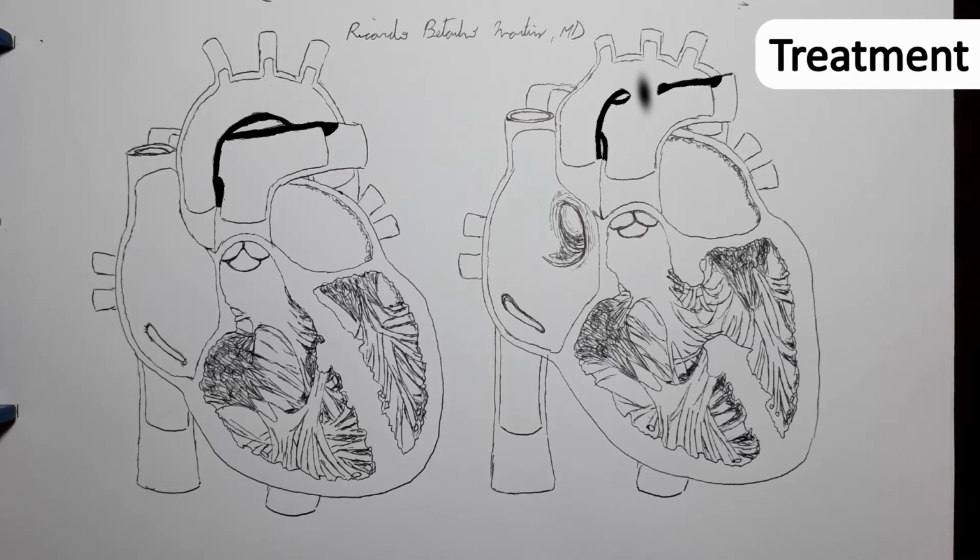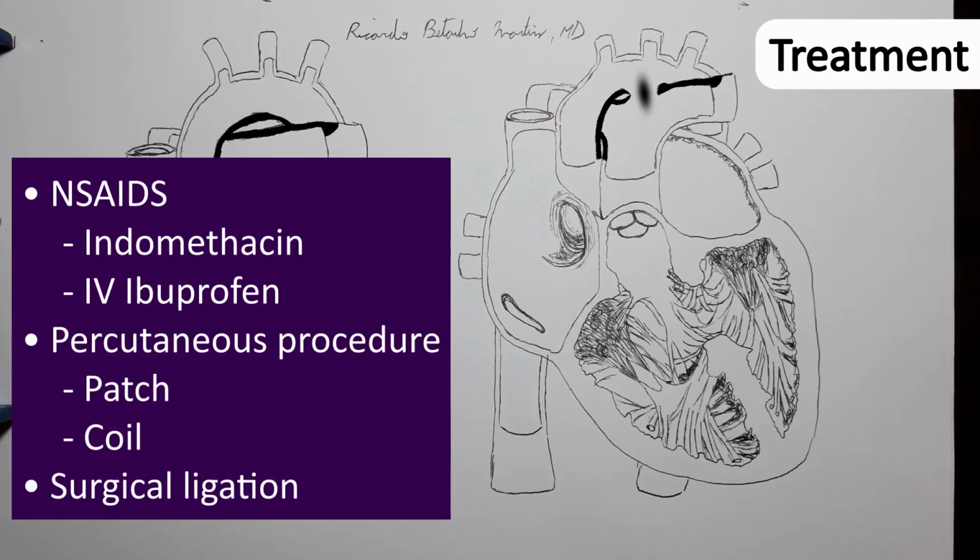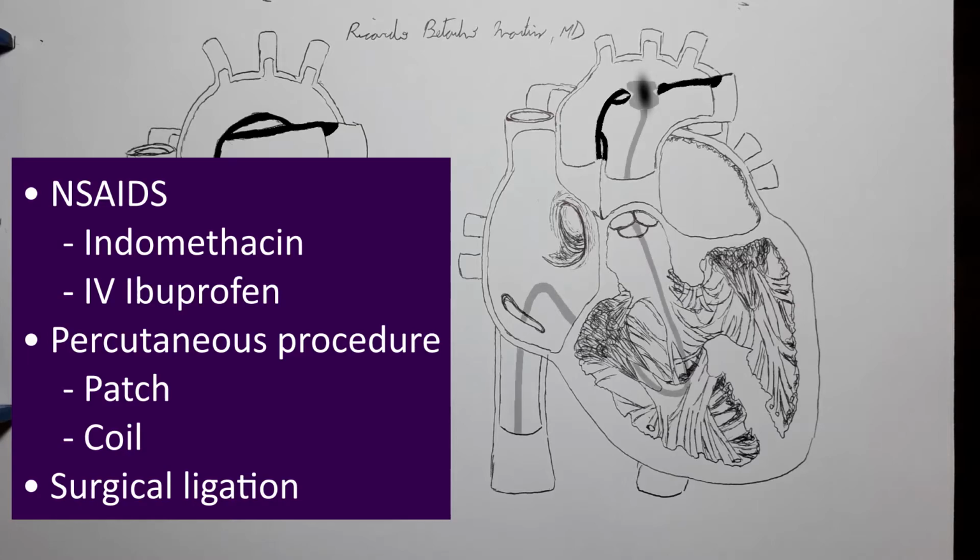You may remember that this is the mechanism of non-steroidal anti-inflammatory drugs. So, indomethacin or intravenous ibuprofen are routinely administered to these patients. Should the ductus arteriosus maintain its patency despite indomethacin, a percutaneous procedure may be indicated to obstruct the connection by placing a patch or coil in it, or, alternatively, surgical ligation.